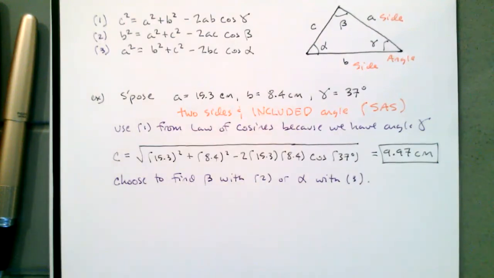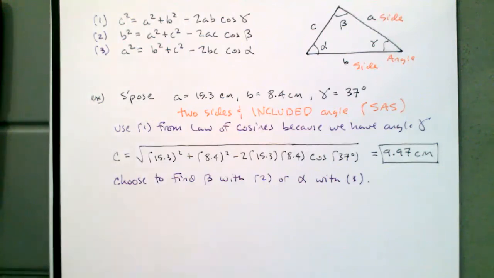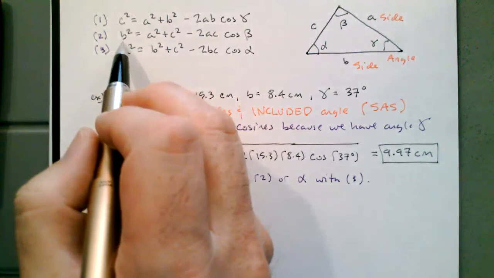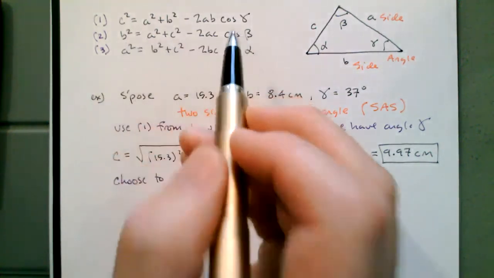We can choose to find beta with line 2 or alpha with line 3, because each line of the law of cosines has 4 holes in it: A, B, C, and alpha, or B, A, C, and beta, or C, A, B, and gamma. So we have to know 3 to find the fourth. Also notice that it's really easy to solve, say, line 2 for B, but we're going to have to do a little bit more work to solve for beta.